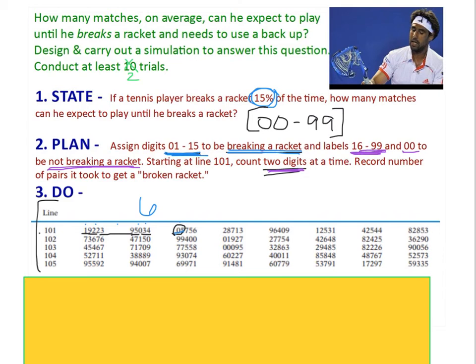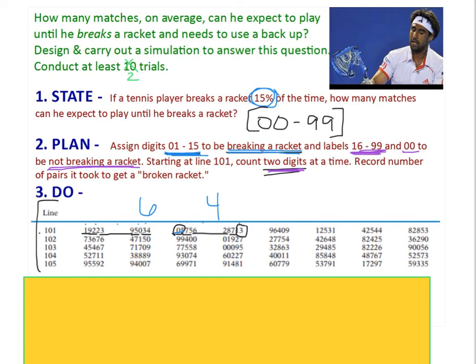Like I said, we're only going to do 2 more. So my next one, I start at 75. We start right where we left off. 75, he does not break a racket. 62, he does not break a racket. 87, he does not, but 13, he does. And that time took me 1, 2, 3, 4 pairs.